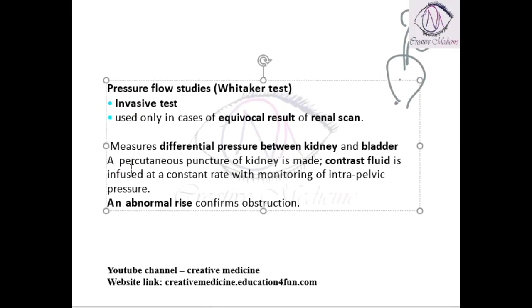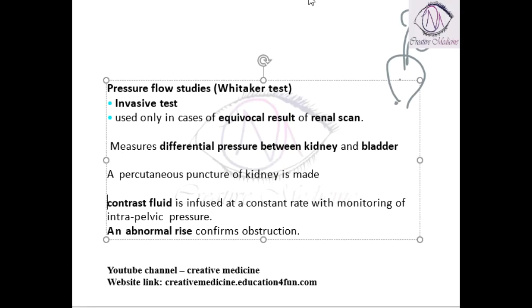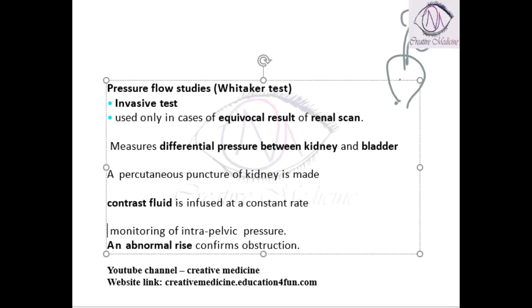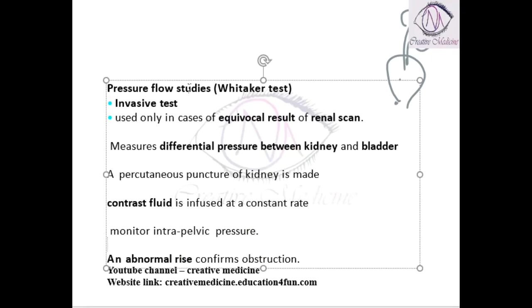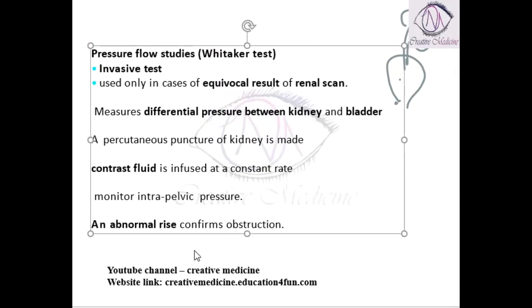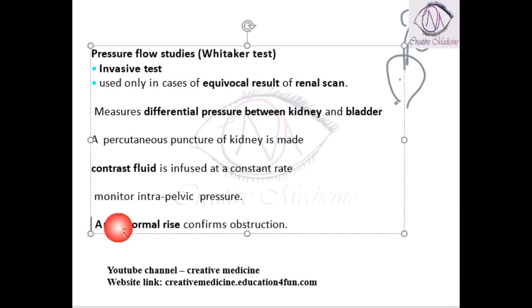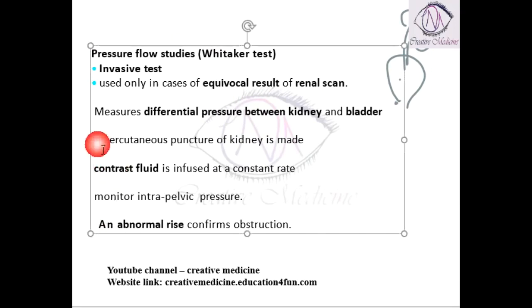So how do you do this Whitaker test? Here first you will make a percutaneous puncture on the kidney. Then you will infuse the contrast fluid through this puncture at a constant rate, and slowly monitor the intrapelvic pressure. If on monitoring there is an abnormal raise of intrapelvic pressure, this will confirm that an obstruction is present. So this is the Whitaker test which is done.